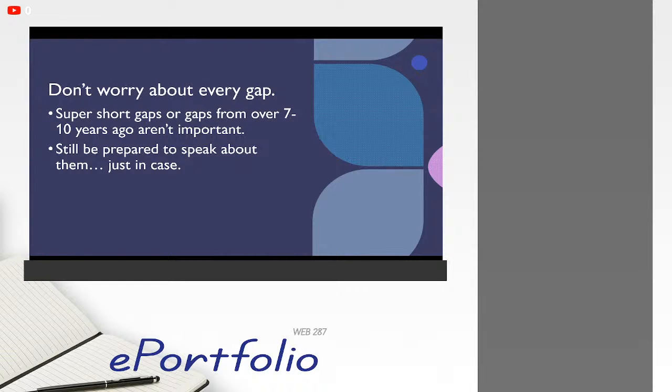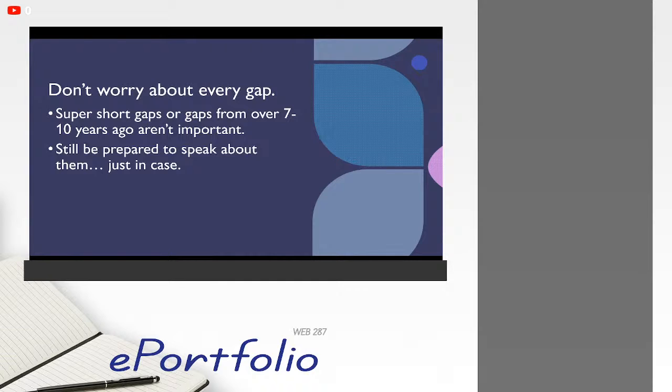And then there's some gaps that you just don't have to worry about, right? So like if you only have like a few months worth of a gap, like a 2 or 3 month gap, it's pretty short, right? Like that's a job search process. You were out looking for jobs. You were out looking for work. Nobody's going to ask about that.